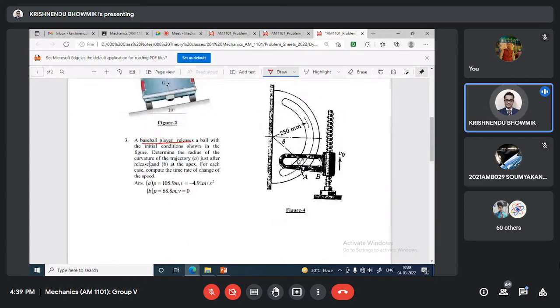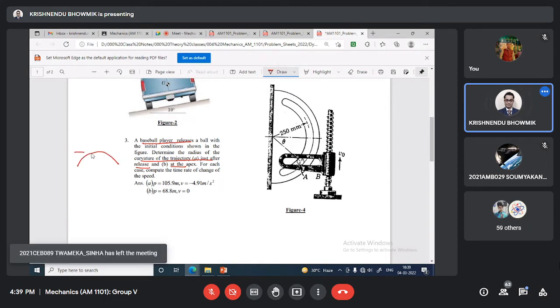Determine the radius of curvature of the trajectory just after the release and at the apex. So basically, if you release here, it will move like this and come back, correct? So this is the apex. Two cases: B is at the apex and A is just after the release.